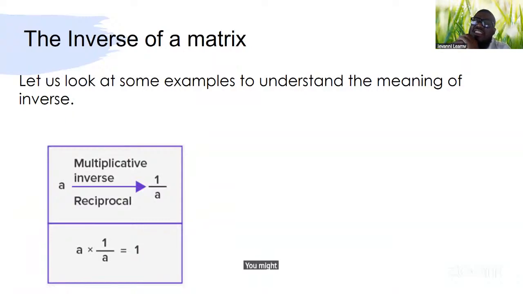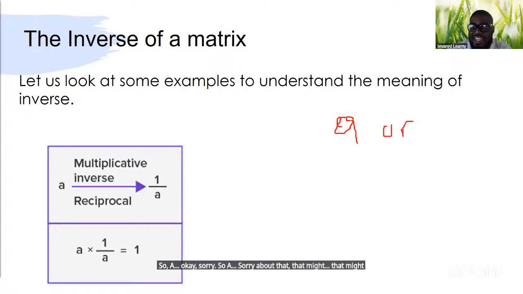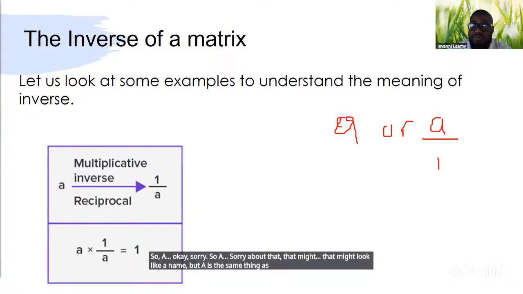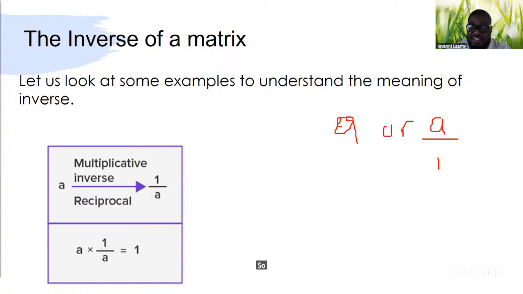You might say the reciprocal of A is not A. It is actually 1 all over A. So in other words, the reciprocal of A is that value. Let me point it out. A is the same thing as A all over 1. So when you reciprocate this A all over 1, it gives you 1 over A. In other words, it's the multiplicative inverse.